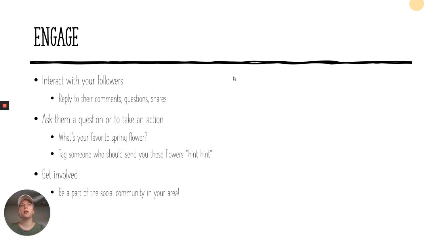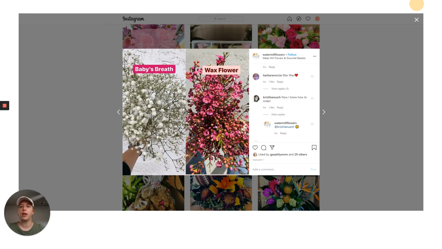Just basically being involved in the social community that you're a part of helps make sure that your page is genuine and shows people who's behind that. They want to see the personality. They don't want to just see that, oh, they're so professional. They want to see that there's people behind it. So a couple examples for that.